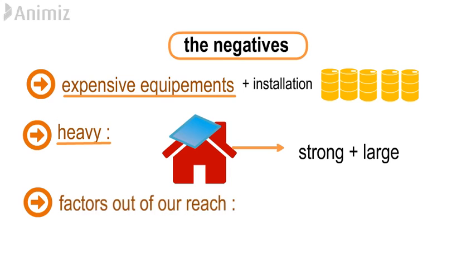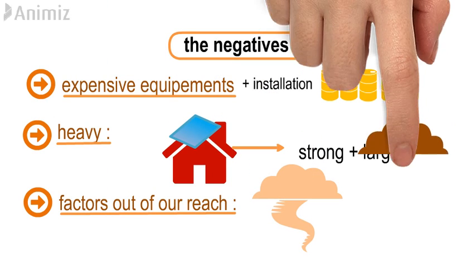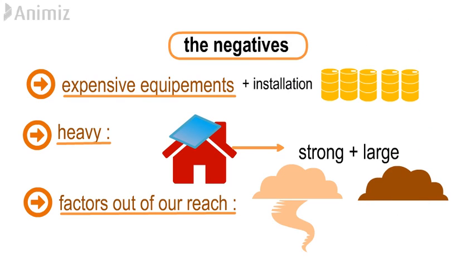Also, solar energy depends on factors we cannot control, such as climate and cloud cover, which make it difficult to rely on it as the only source of energy.